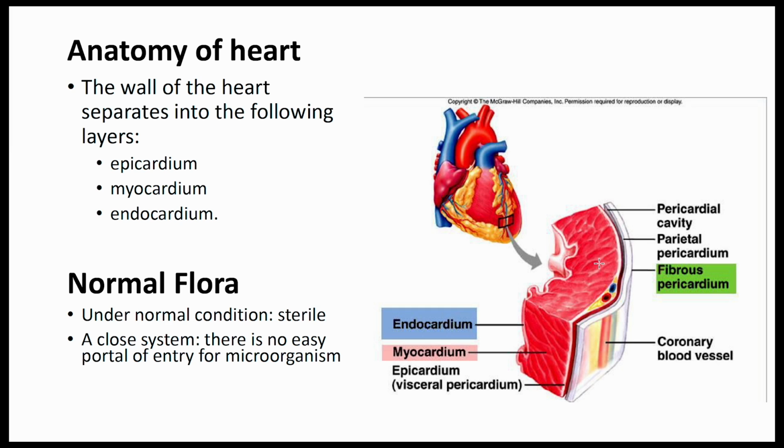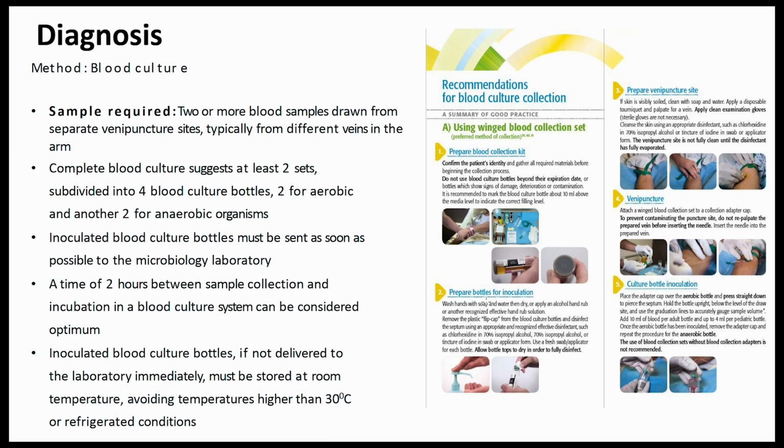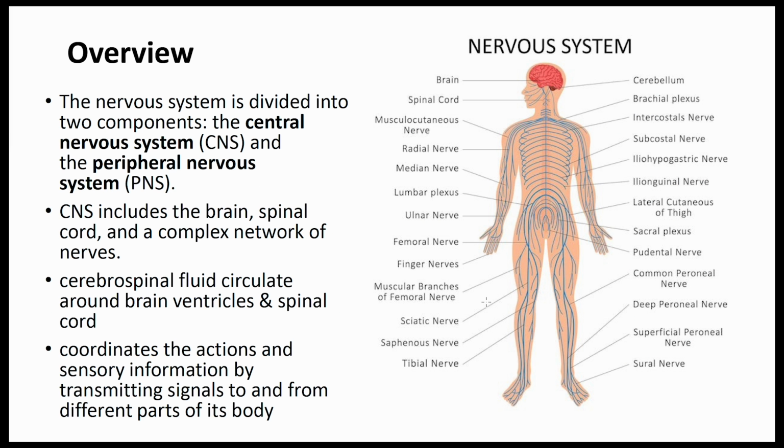The nervous system is divided into two components, central nervous system or CNS and peripheral nervous system or PNS. The CNS includes brain, spinal cord, and a complex network of nerves. Cerebrospinal fluid circulates around brain ventricles and spinal cord. The CNS coordinates actions and sensory information by transmitting signals to and from different parts of the body.